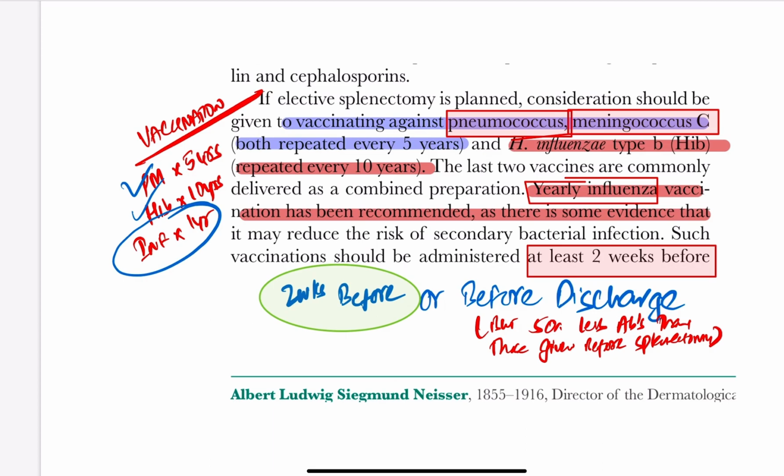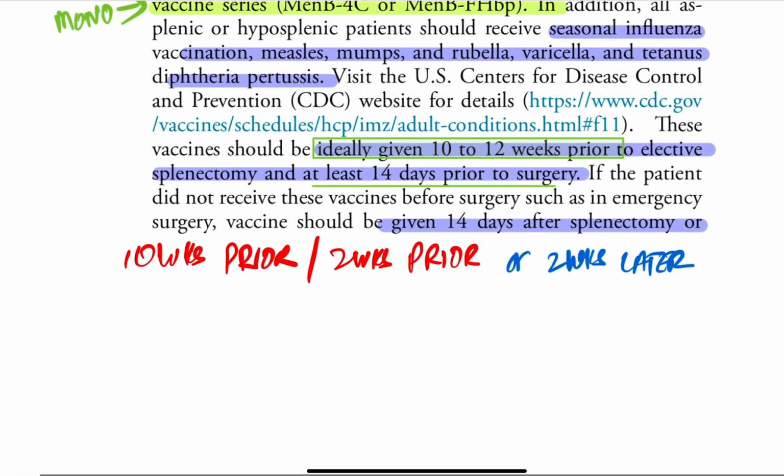So here there is a slight difference between Bailey and Sabiston. Bailey 28th edition mentions that these vaccines have to be given 2 weeks before an elective splenectomy, whereas Sabiston says, as you can see here, it is ideal to give at least 10 to 12 weeks before splenectomy, or a minimum of 2 weeks. I have gone through the Shackelford textbook as well.